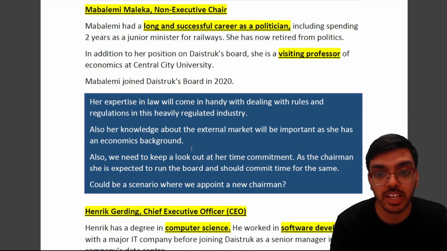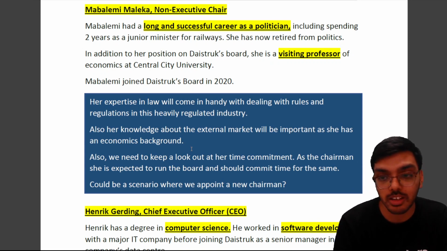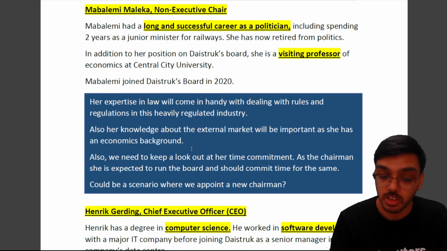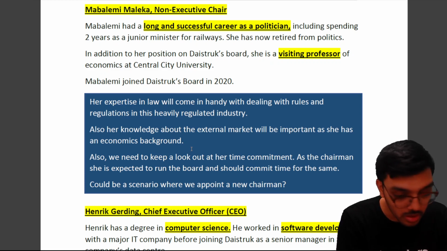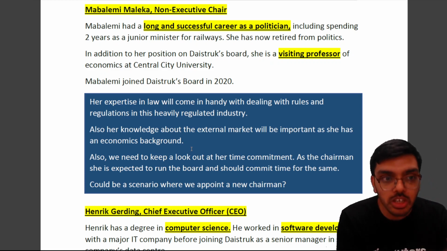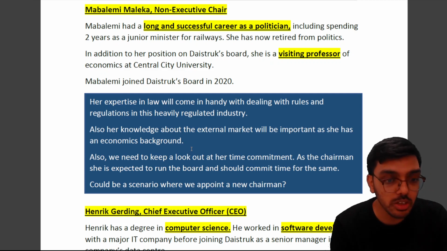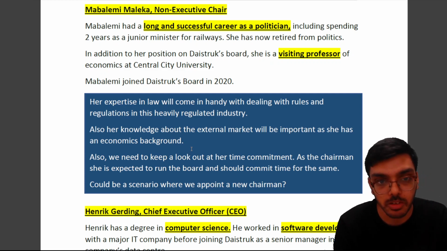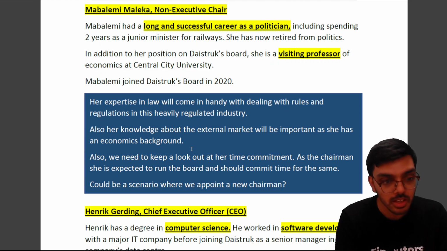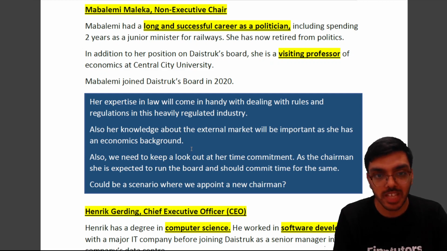Also, her knowledge about the external market will be important, as she has an economics background. She'll know the inflation situation, the economic situation, because she has that experience. Also, we need to keep a lookout at her time commitment. Daistruk is a big company. As the chairman, she is expected to run the board and commit time for the same.